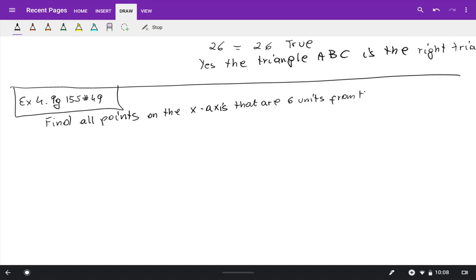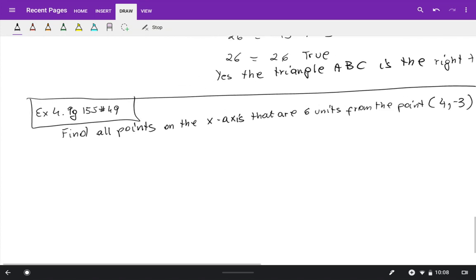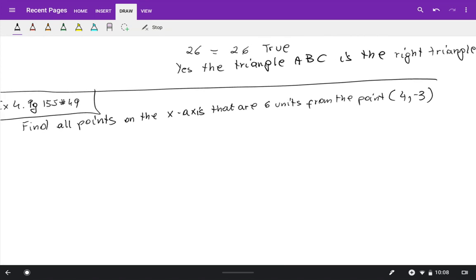from the point (4, -3). So here, this is different because look what happened. I'm only giving you 1 point, (4, -3). What is different about this problem is that I'm giving you distance. That 6 units represents distance. So this is the distance. So we have to find the point or points which have a 6 units distance from the given point.